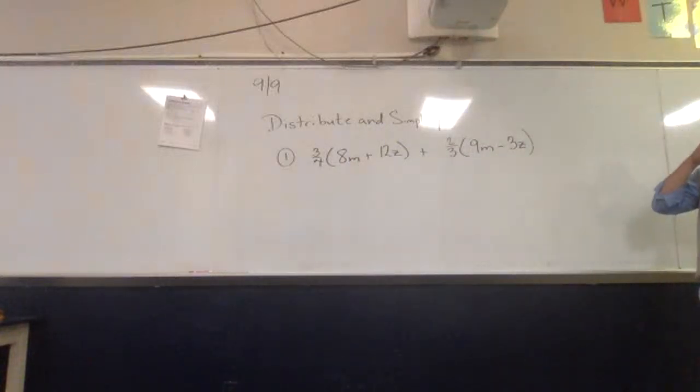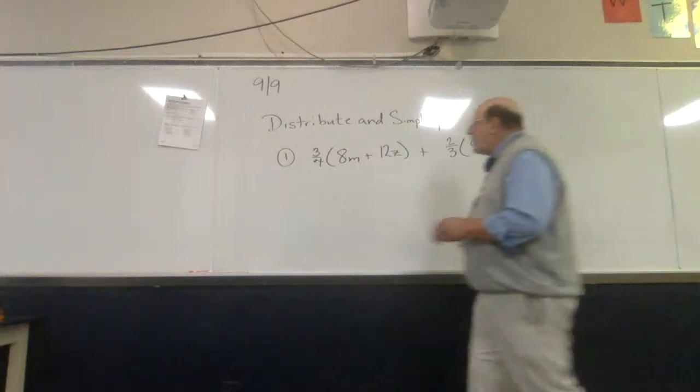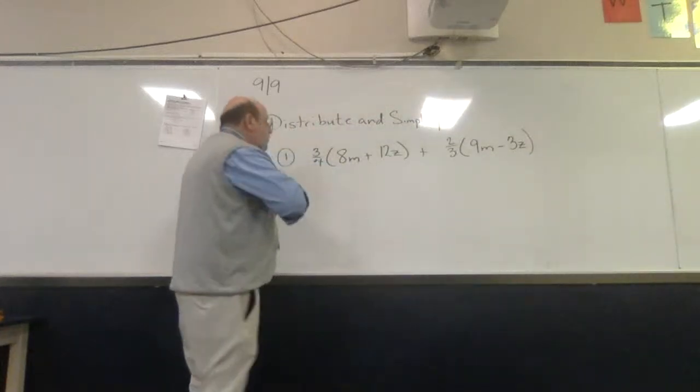So here we go. What do we do? We distribute 3/4 into 8m. Not into 3/4 times 8. What's 3/4 times 8?